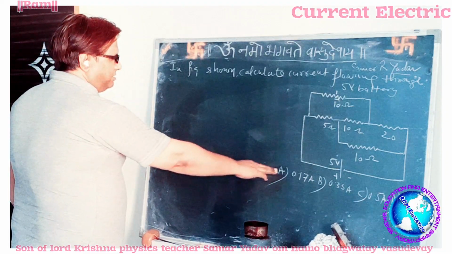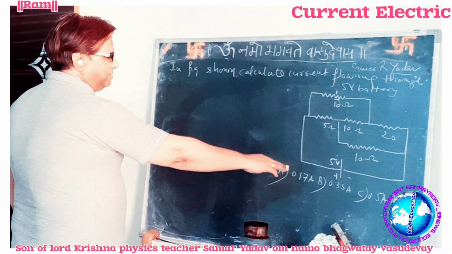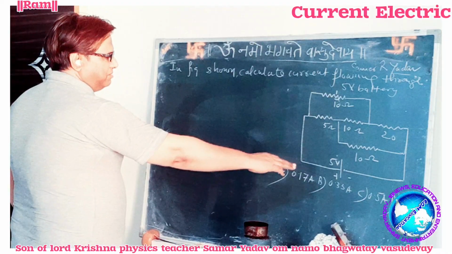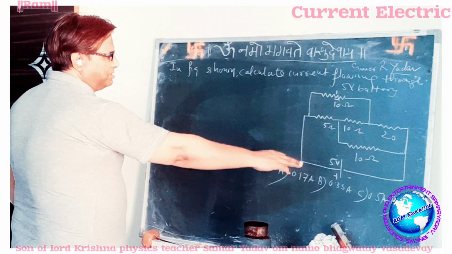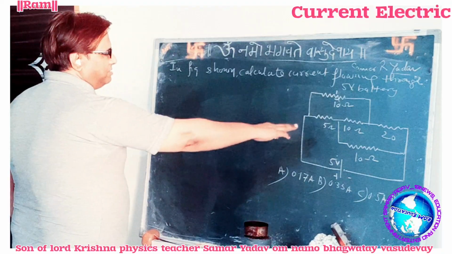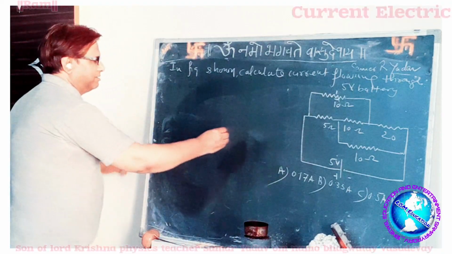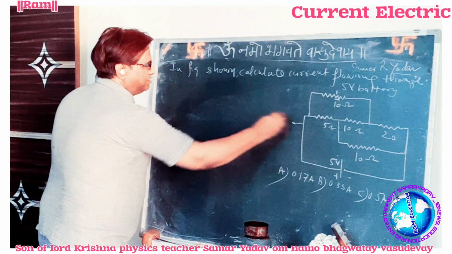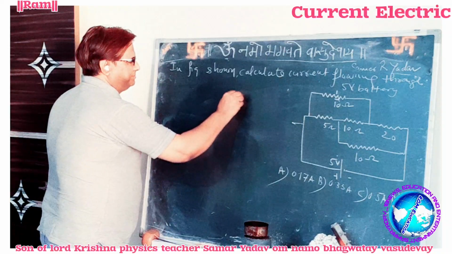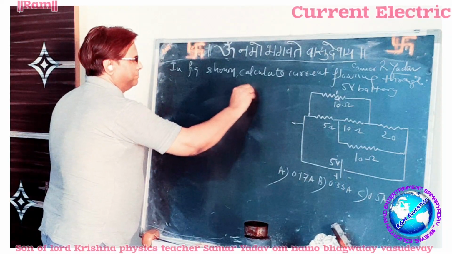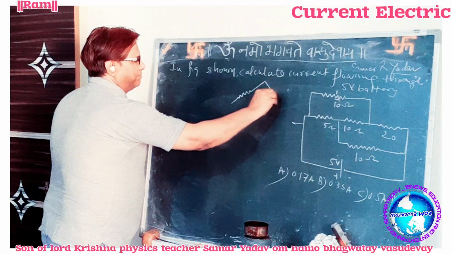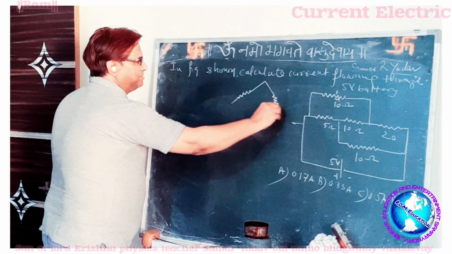Now the options are: A is 0.17 ampere, B is 0.33 ampere, C is 0.5 ampere, and D is 0.67 ampere. Now here, we are going to draw the equivalent circuit. The equivalent circuit is like this, as you can see here, just like the Wheatstone bridge.